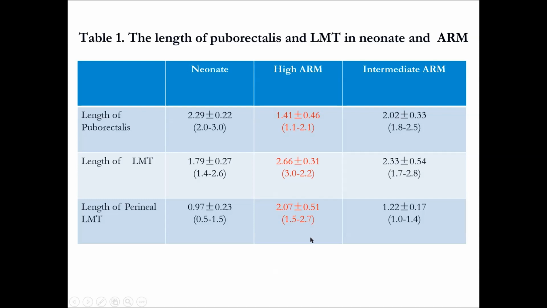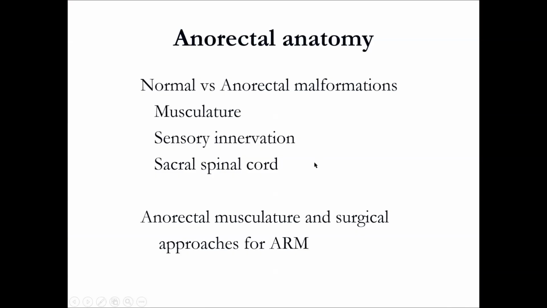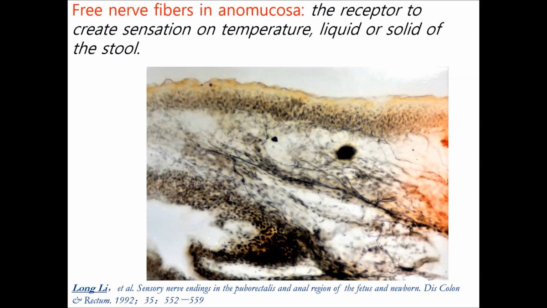So in high ARM, it is clearly demonstrated in our study that the length of the puborectalis becomes shorter, and the length of the longitudinal muscle tube becomes longer in high ARM than normal and than the intermediate ARM. And next, I'm going to talk about our study on sensory neuroinnervation in the anal region.